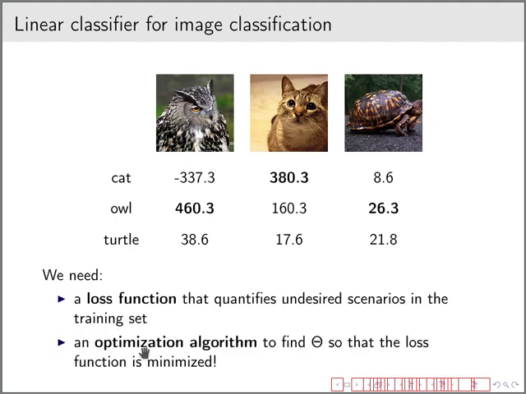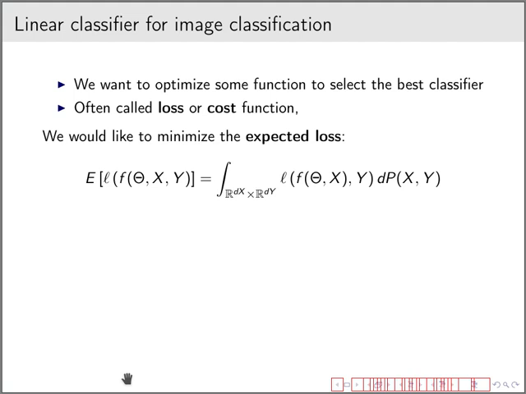And we also want an optimization algorithm to find a set of parameters so that this loss function is minimized. So what we have now is an optimization problem. An objective function, in this case a loss function, that we want to minimize. And then, as I said, we want to optimize some function to select the best classifier, the best model. This is often called the loss or cost function.